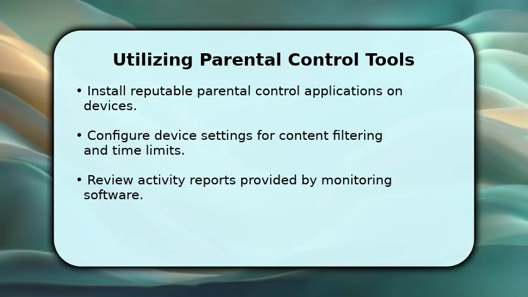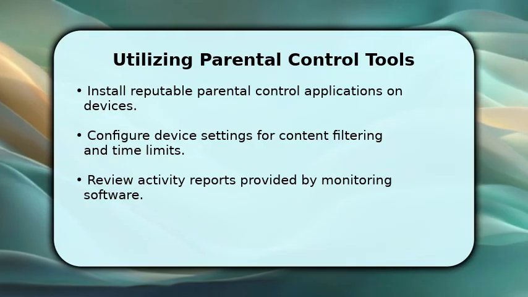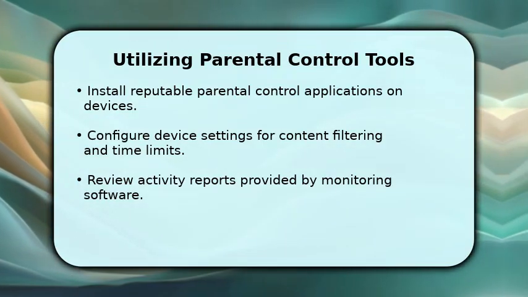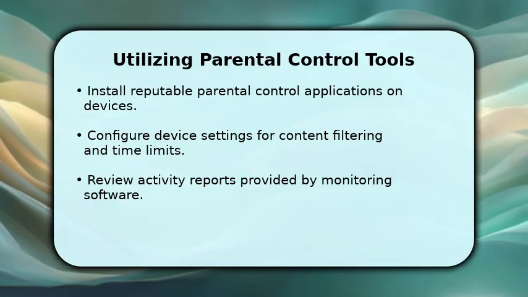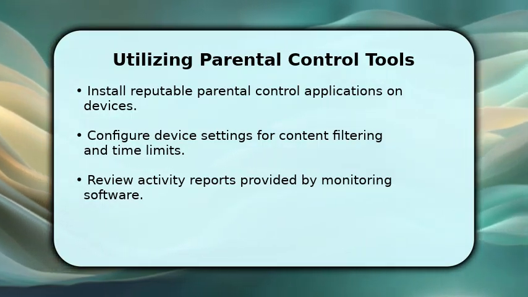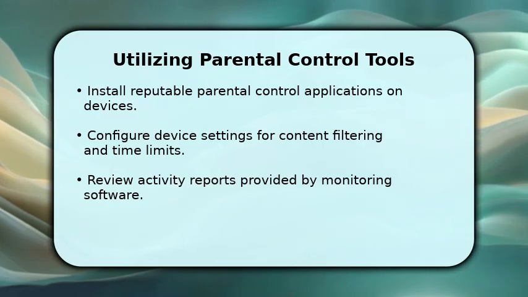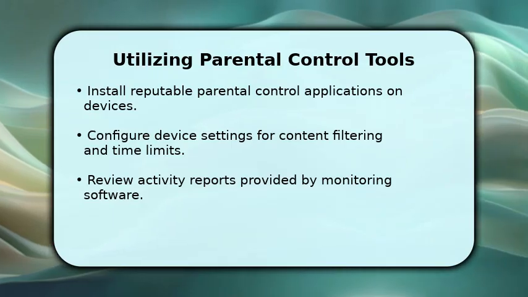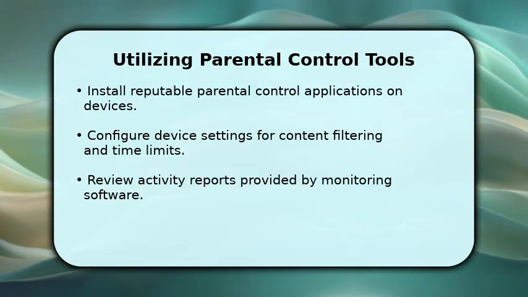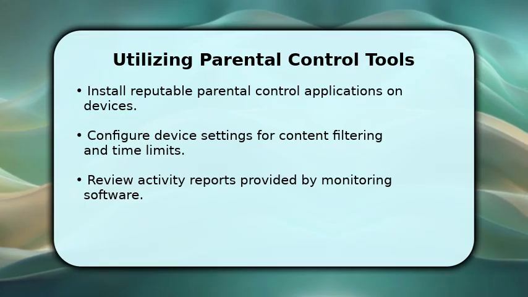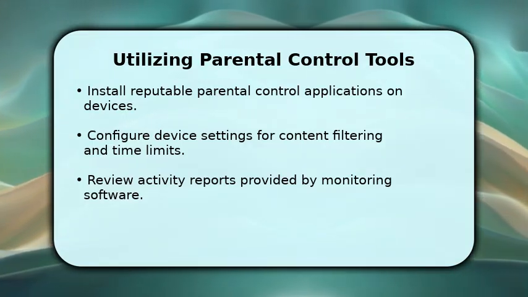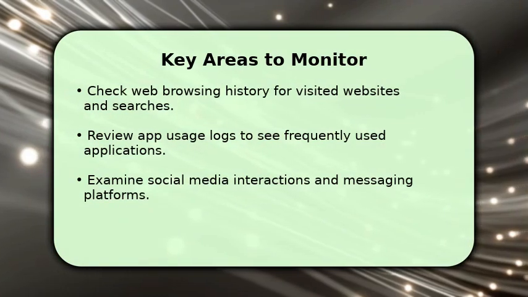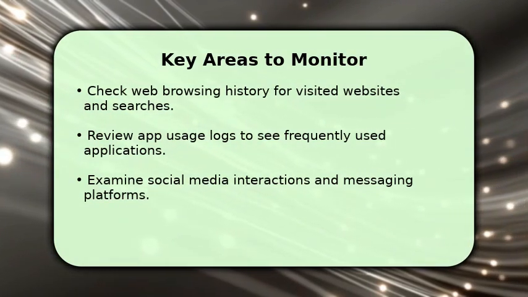Many effective parental control tools are available to help you monitor your child's digital history. These applications allow you to set screen time limits, block inappropriate content, and view detailed reports of their online activities. You can often find these features built into operating systems or as third-party apps. For example, some tools offer daily summaries of app usage and websites visited, giving you a clear picture of their digital world. When reviewing your child's history, focus on several key areas.